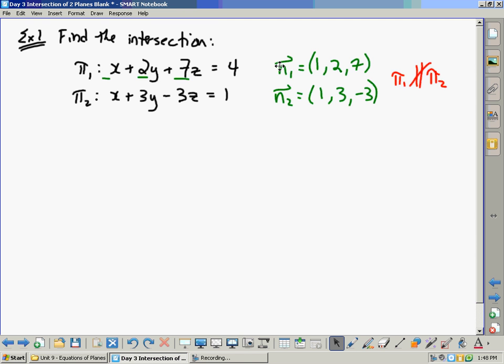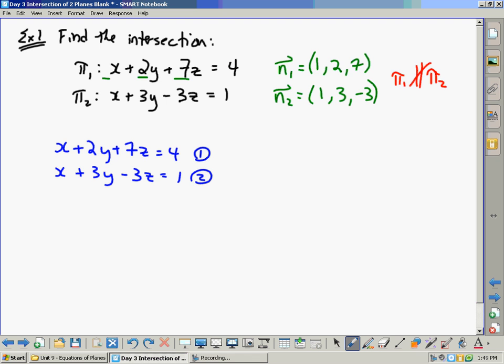When we were doing intersection of lines, the answer was a point, and we set the two points equal to each other and then solved the system. We're going to do a similar step here. So what we'll do is write it as a system, just like we did before. So x plus 2y plus 7z equals 4, and I'll call that equation 1. And x plus 3y minus 3z equals 1, I'll call that equation 2.